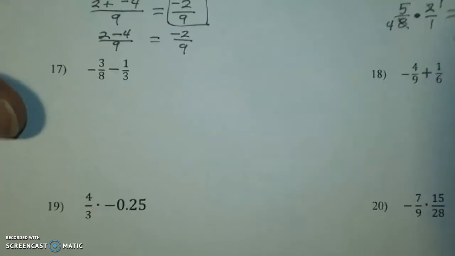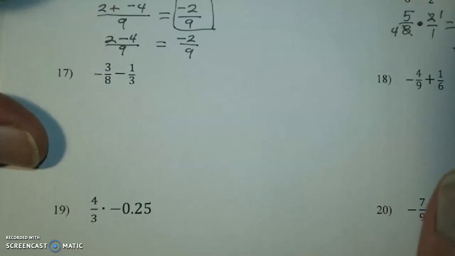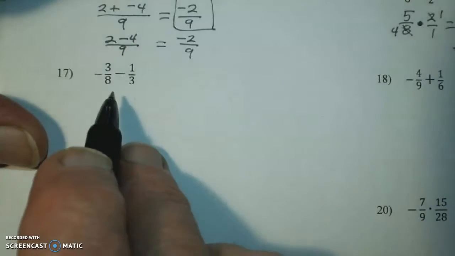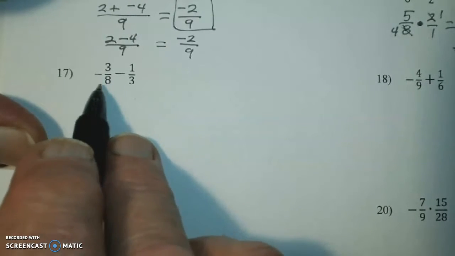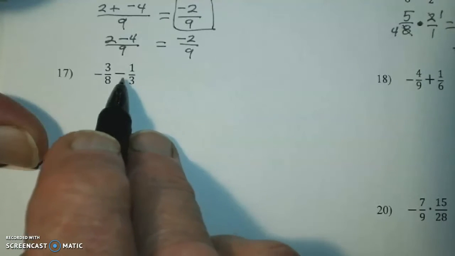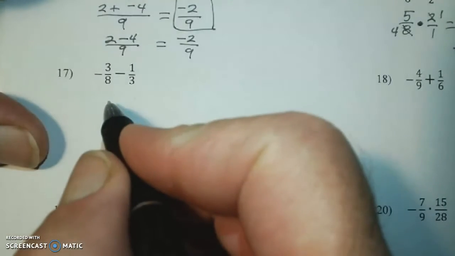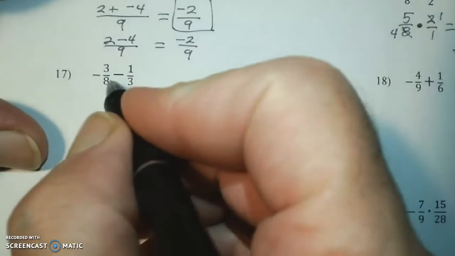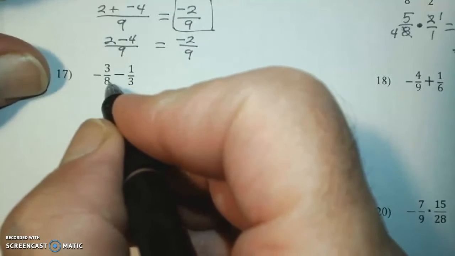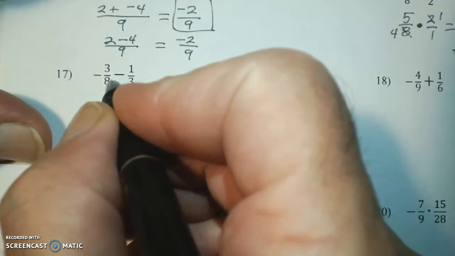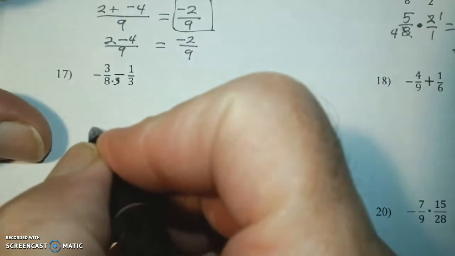Number 17. Again, adding and subtracting fractions, we need common denominators. You need to make those the same size pieces. This one takes 8 pieces to make a whole thing. This one takes only 3 pieces to make a whole thing. That's what you're talking about when you get a common denominator. So to get a common denominator for 3 and 8, the smallest number they both multiply up to is going to be 24. So you're going to multiply the 8 times 3.